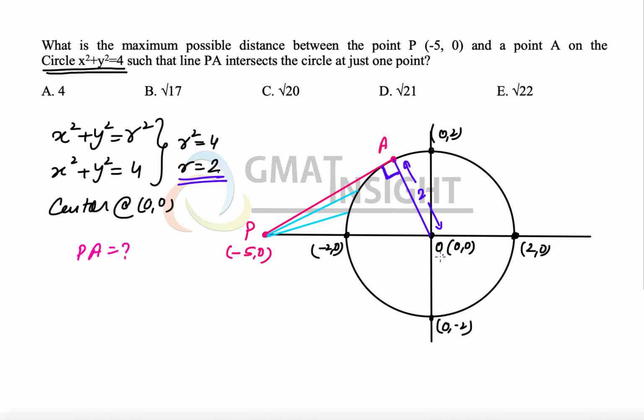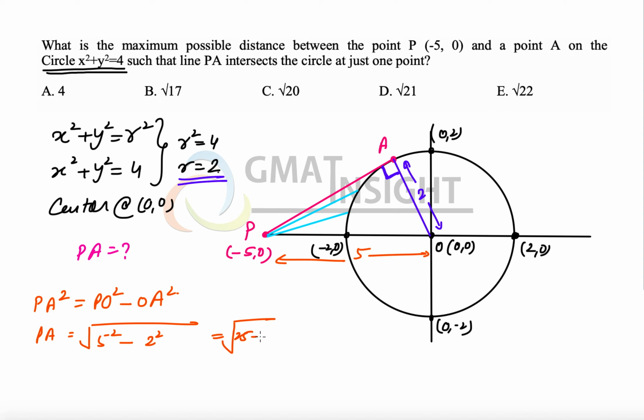As we can see, PAO forms a right angle triangle in which one line, as we already know, is 2 units, and we also can identify one more thing, that the distance of P from O is 5 units. That means we can say that PA² = PO² - OA² using the Pythagoras theorem, right? Which means PA = √(5² - 2²) = √(25 - 4) = √21, and therefore the answer to the question becomes option D.